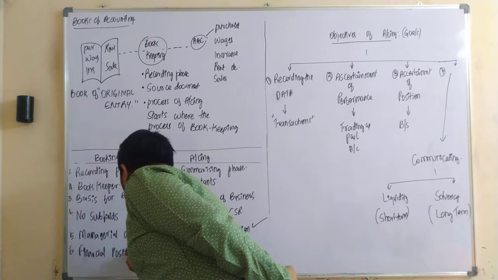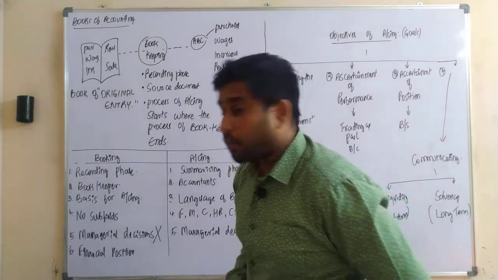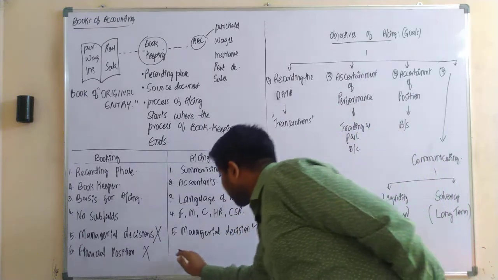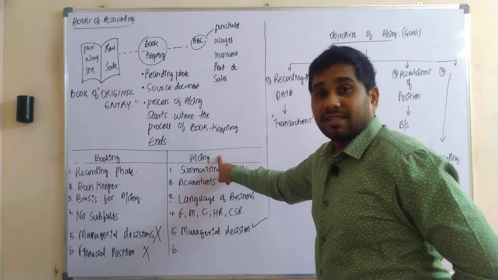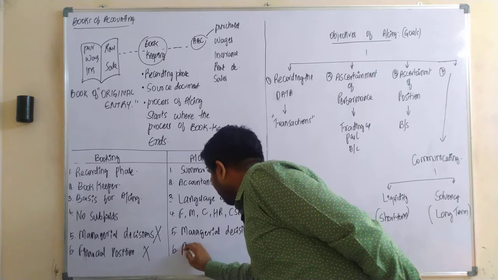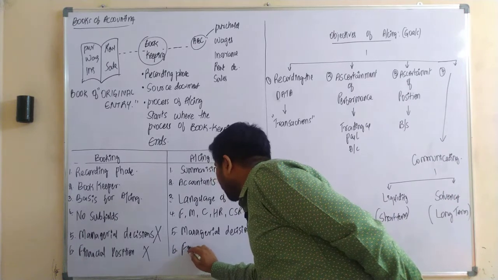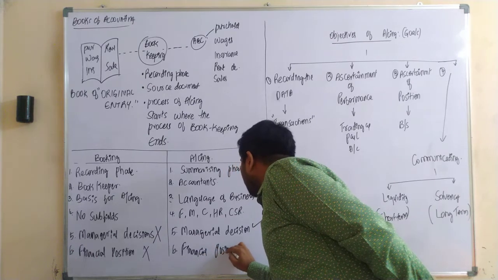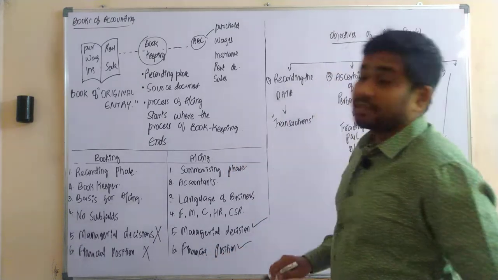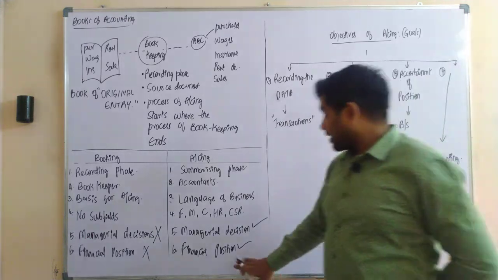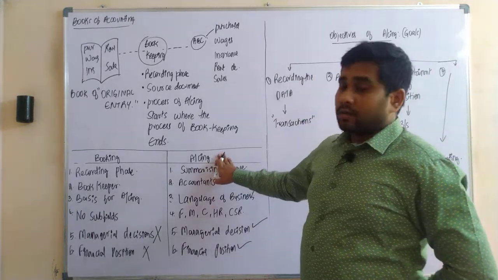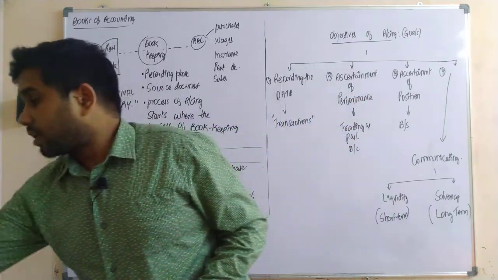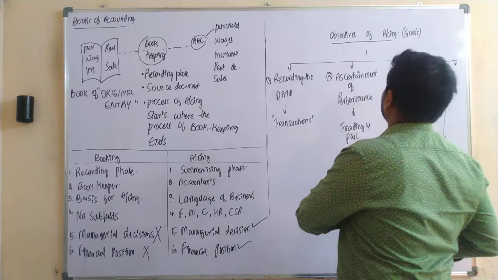That means balance sheet. Financial position cannot be ascertained from the bookkeeping, but your accounting is nothing but a process of preparing your financial position. That means financial position can be ascertained from the accounting. Financial position cannot be ascertained from the bookkeeping because it is nothing but rough data.